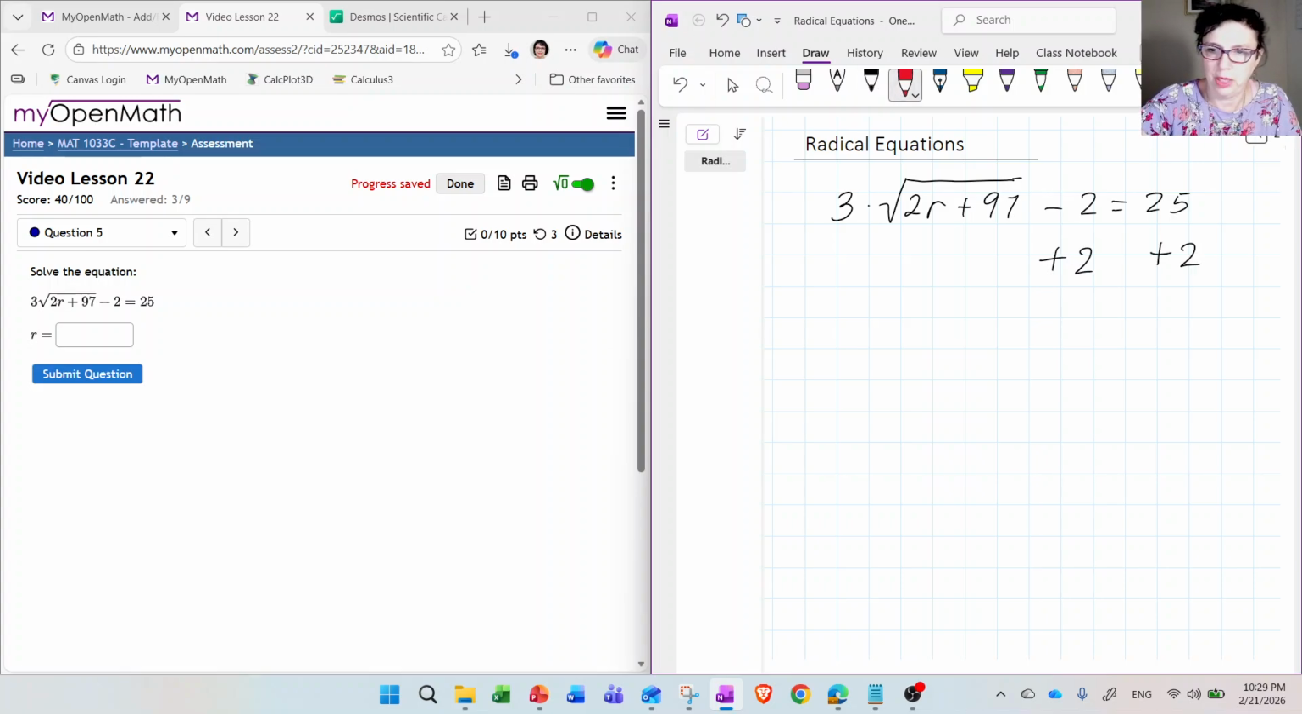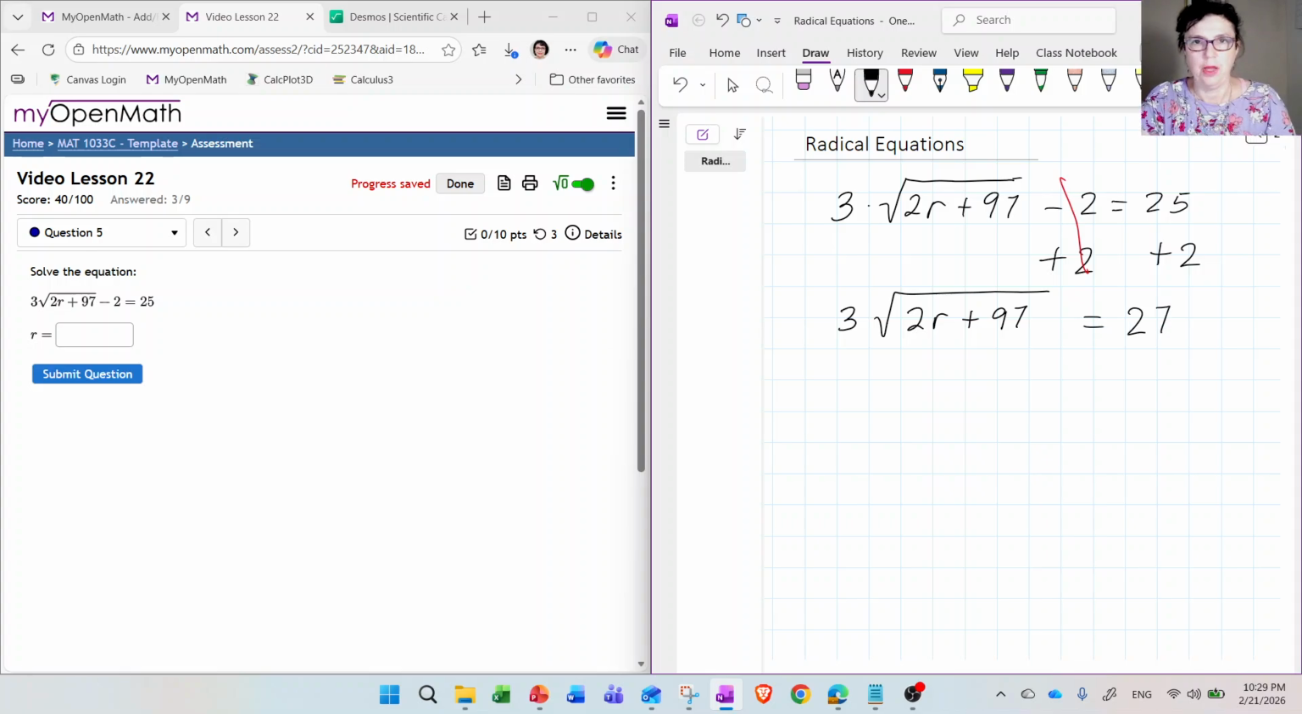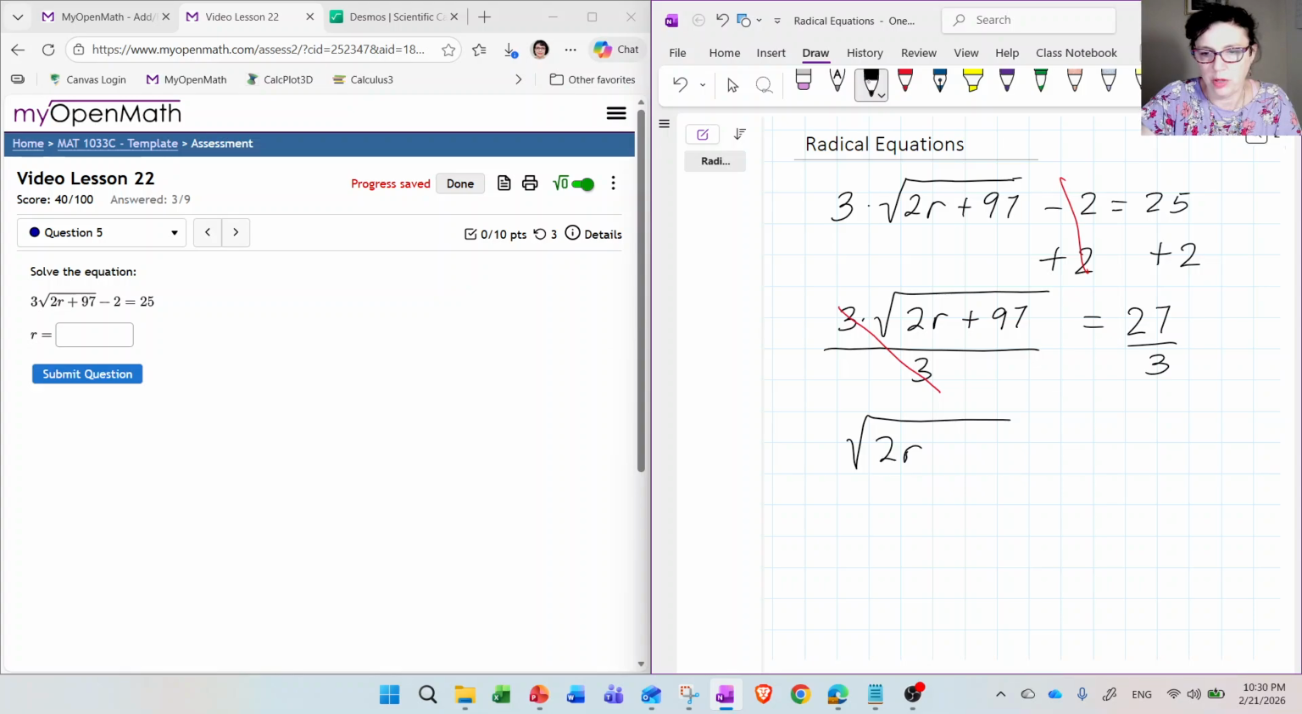Okay, that's going to cancel it here. And then we're going to get 3 multiplied by the radical of 2r plus 97. Okay, 25 plus 2 is 27. What do we do next? Well, this operation is really times. To undo multiplication, we are going to divide both sides by 3. Okay, gone. Then we're going to get 2r plus 97, and we did what we wanted. We isolated the radical, right? And 27 divided by 3 is 9.